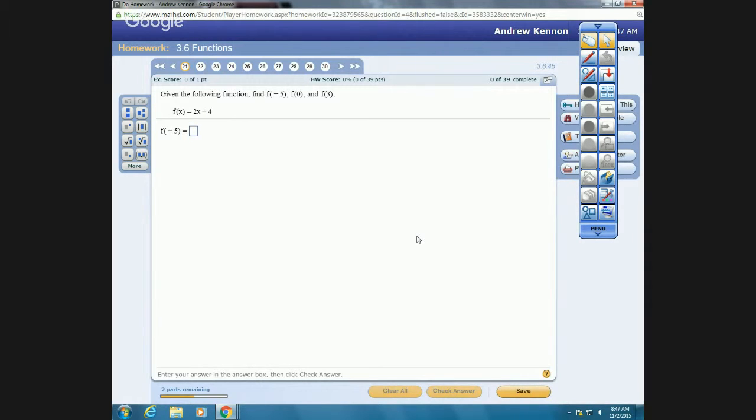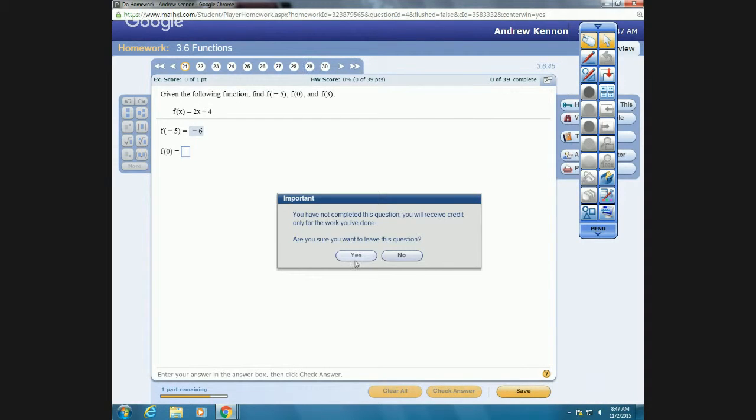How is f of negative 5 and 0? Those are separate problems. We had negative 6 for that one. So now the next problem says f of 0, so now you're just plugging in a 0 for x. So 0 times 2 is 0 plus 4 is 4. It's a 3-part problem, so it's making me plug in multiple times.